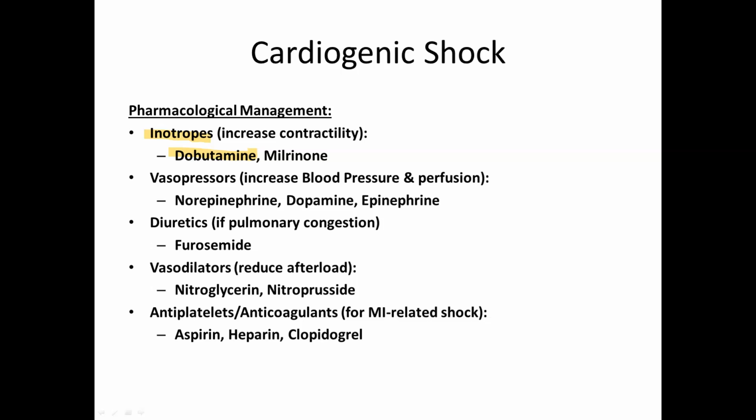Your vasopressors, obviously, we're going to use those to increase blood pressure. They are norepinephrine, dopamine, and epinephrine. Those are your catecholamines. So we've talked about that word catecholamines. I said you don't really need to understand what it is, but here are some medications. And from what I would expect, you would get something like this.